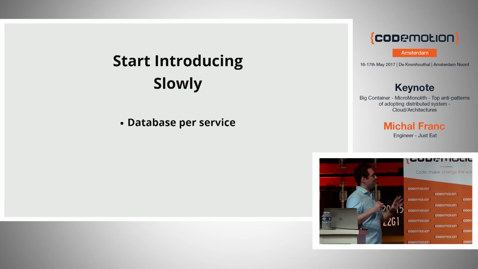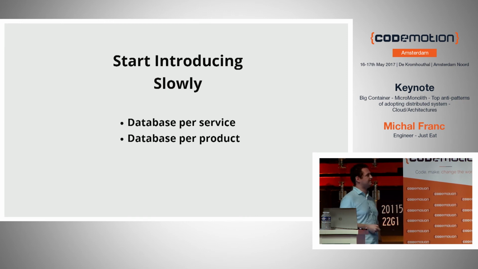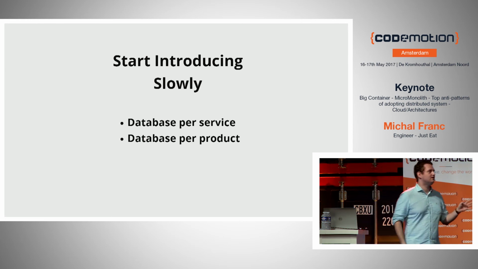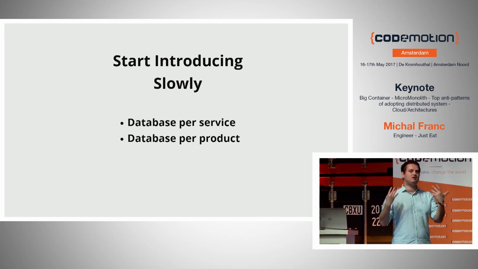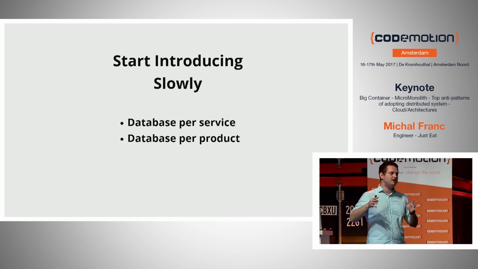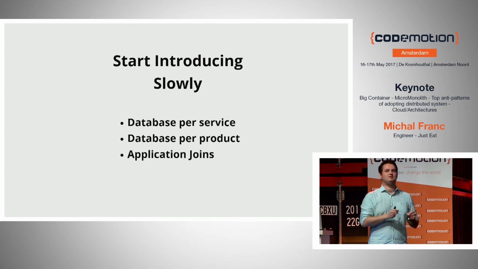I think that after those steps, you can slowly start introducing things like database per service or database per product, which is also a nice case. So you don't have a database per service, but your own team owns a product and owns a group of certain services. They have one database for their product. So they still have a smaller monolithic database, but it's not a huge problem like it was with this one big database.